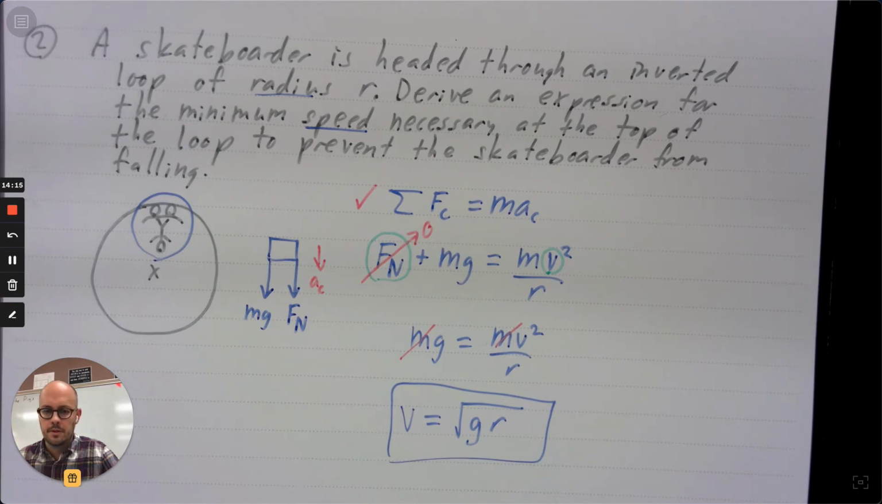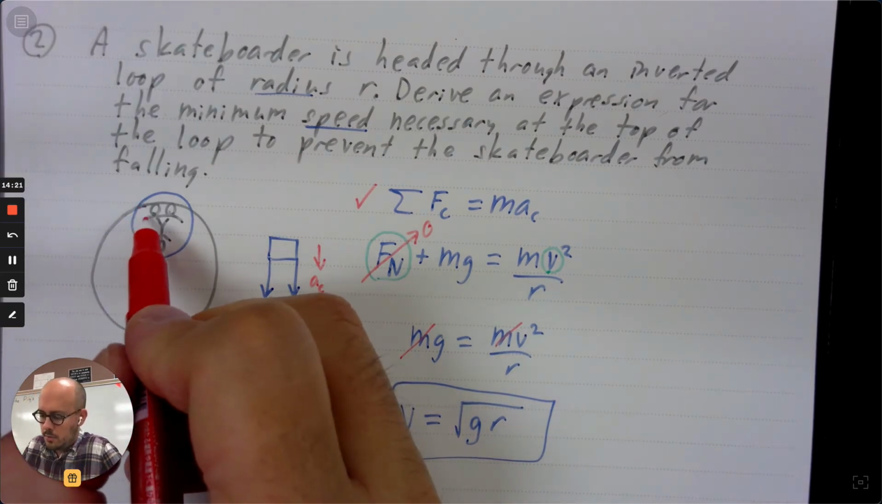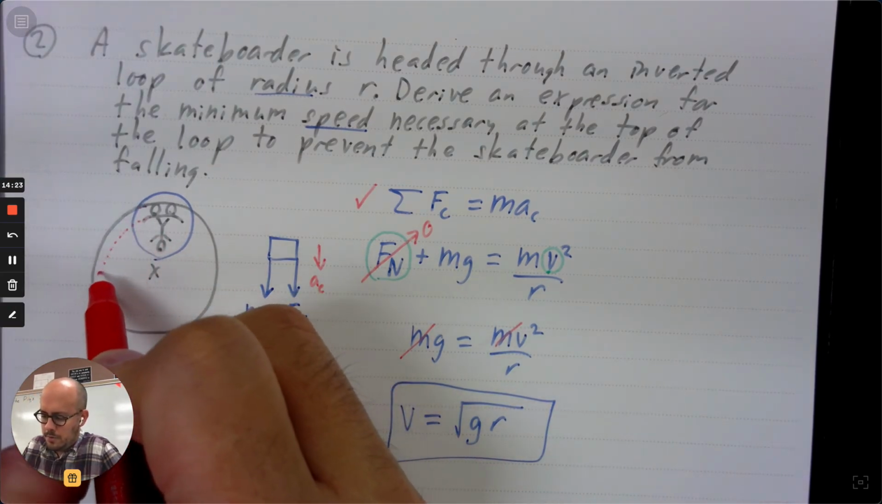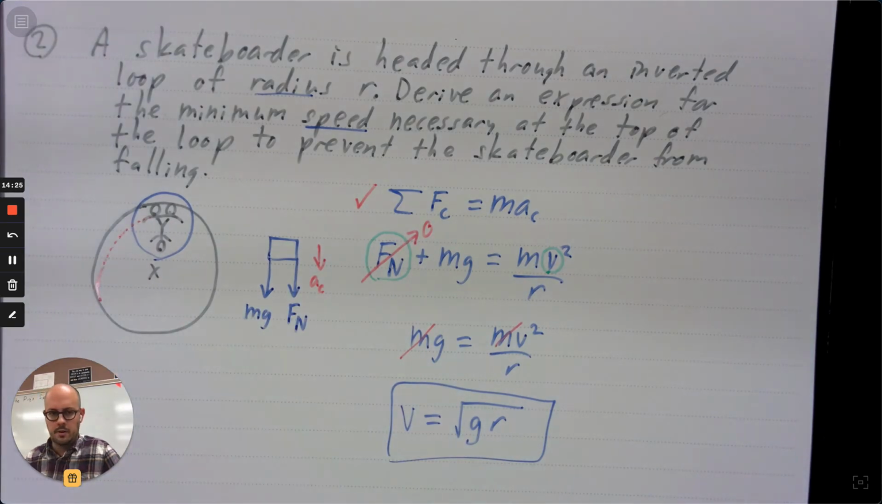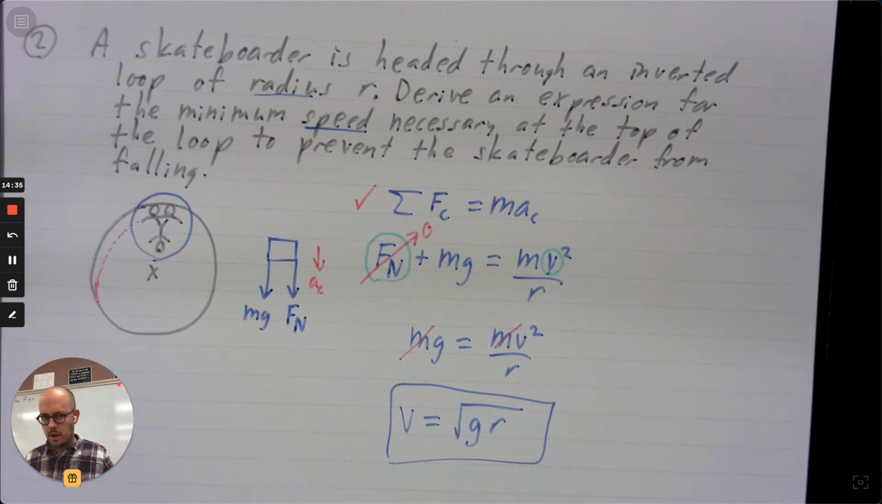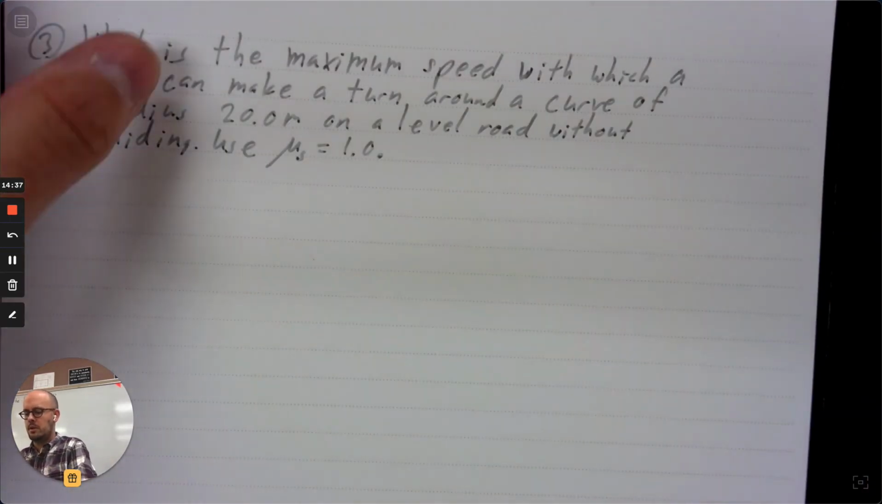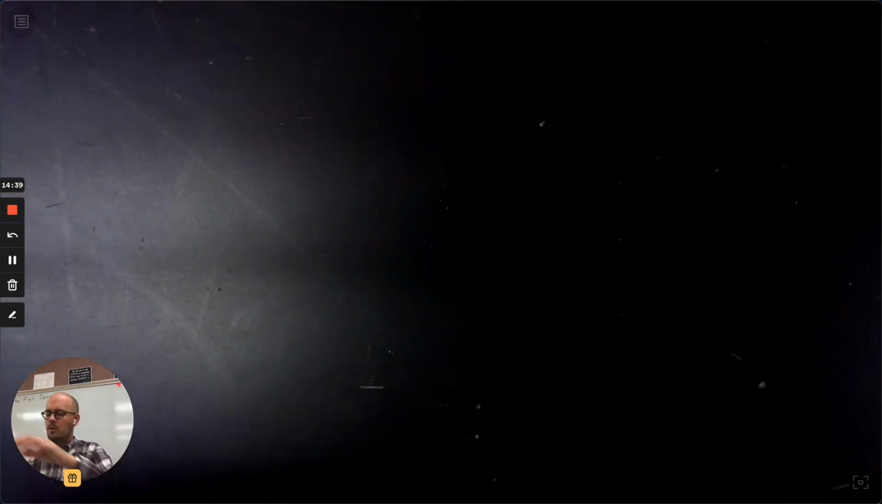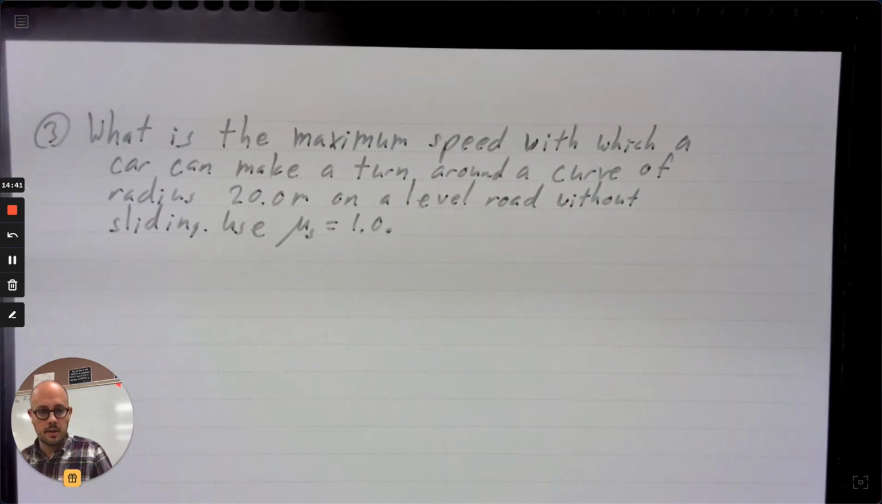Now, there's a dose of reality there. They could probably be going a little bit slower, and what would happen is they would lose contact with the loop and they would fall, but they'd probably hit the loop there. So they could recover from it, but lower than that speed, they would actually lose contact with the loop right there. Okay, so that's two concepts involving normal force: either what is the apparent weight, or basically when does the thing lose contact.